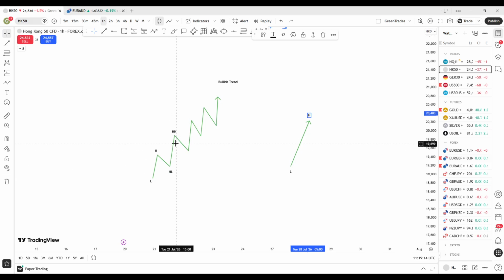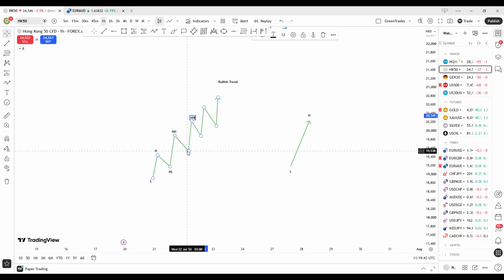So this is a low, this is a high. This is a low, this is a high. But this low is higher than this low, so that's why it's called a higher low. And this new high is higher than this high, so that's why it's called a higher high. So this new high, which is higher than this, will also become a higher high because it's higher than this particular high. So this one becomes a higher high.